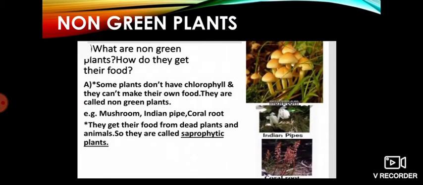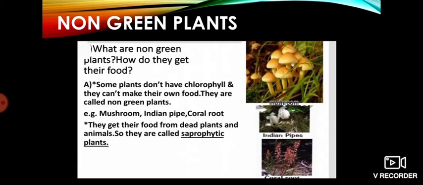Non-green plants. Students, we all know that plants have chlorophyll, but some plants like mushrooms, toadstools and molds are non-green plants because they don't have chlorophyll. Such plants cannot make their food and usually absorb food from other dead plants and animals. So, they are called saprophytic plants.